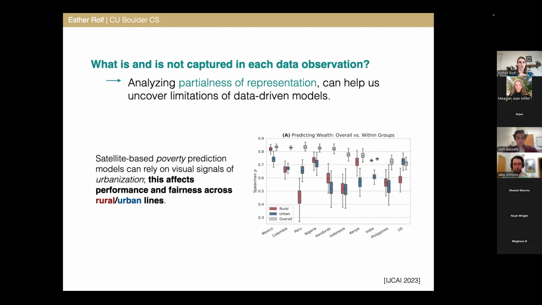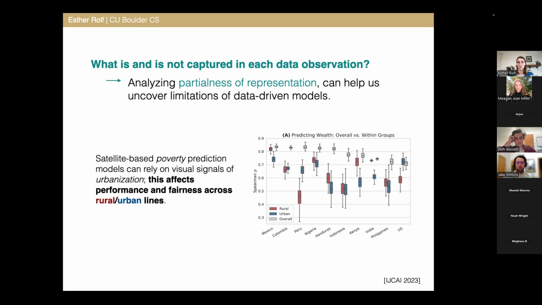And so what you see here is the main figure from a paper where my collaborators and I looked at satellite-based poverty prediction models from, I think, multispectral satellite imagery. But the idea here is that when you think about predicting something like poverty from satellite imagery, what are actually the visual indicators in the imagery that you would get?